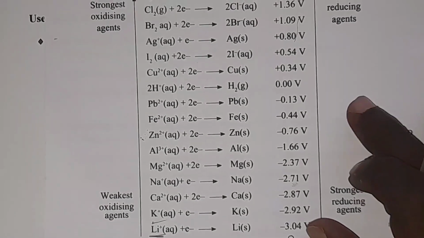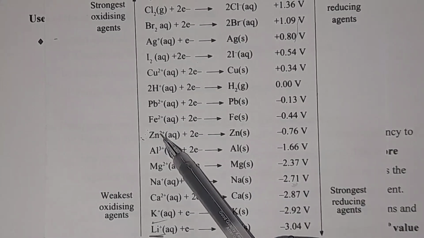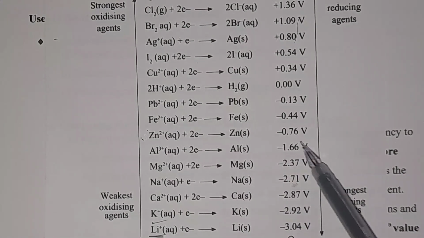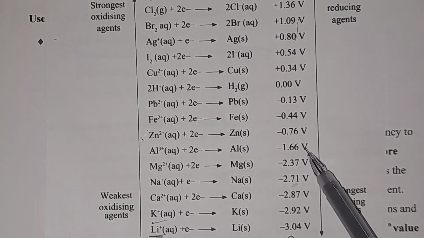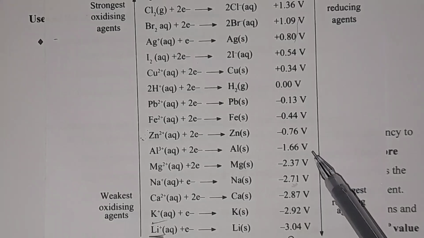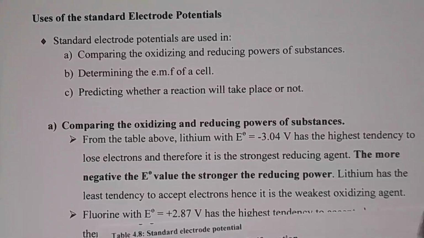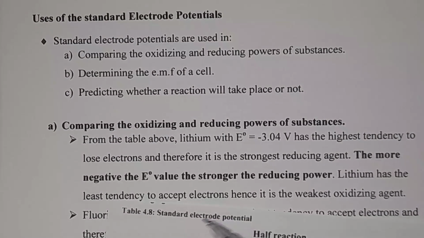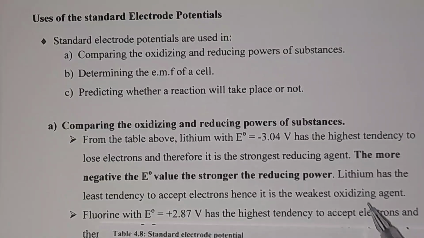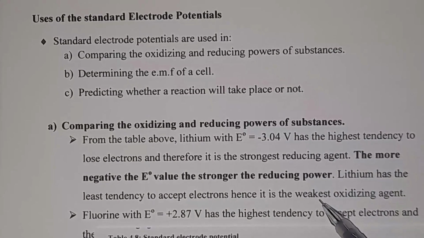So if you compare maybe the reducing power of zinc and also aluminum, we are going to check their standard electrode potential. The one that has the most negative will be the strongest reducing agent. So remember, the one that's the strongest reducing agent is the weakest oxidizing agent. Lithium has the least tendency to accept electrons or to gain electrons, hence it is the weakest oxidizing agent. So the strongest reducing agent is the weakest oxidizing agent. You have to know that.